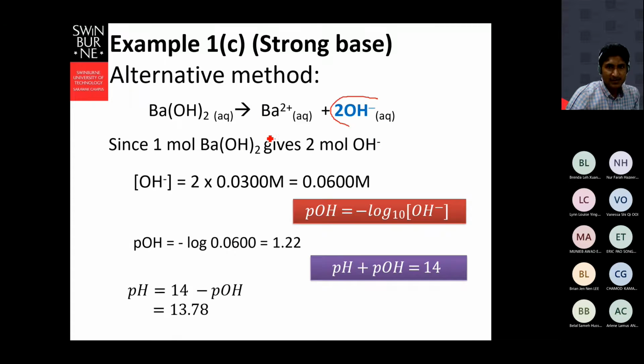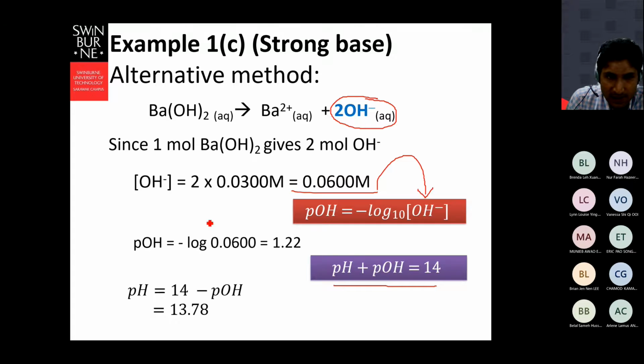We can consider the hydroxyl ion as it is, because pH plus pOH is equal to 14. So we can find pOH from the concentration of hydroxyl ion as it is. So 0.06 molar hydroxyl ion. We put this value here, and then we find the pOH is 1.22, and with a pOH of 1.22, we subtract from 14 and find the pH of the solution.